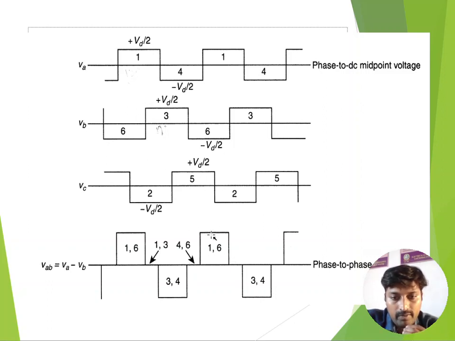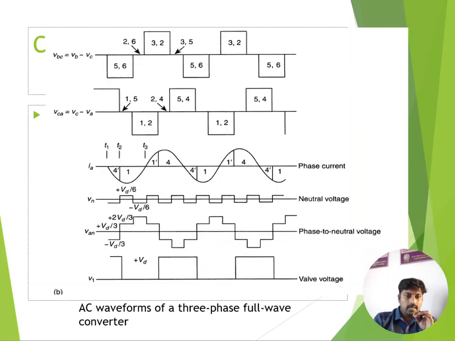The same thing will be repeated. When 1 and 6 operate, it is positive; when 3 and 4 operate, it is the negative peak; when 1 and 3 operate, both are cancelled; and when 4 and 6 operate, both are cancelled. Like that you can represent VAB. Accordingly you can write VBC and VCA. Based on these three waveforms, we can achieve VBC as well as VCA. Simply you can cancel it.